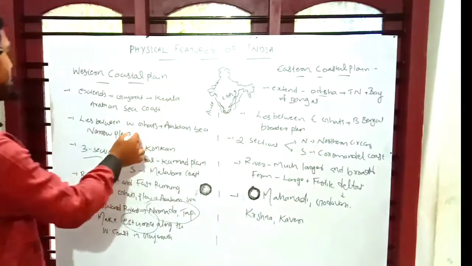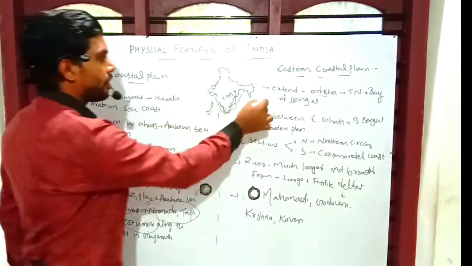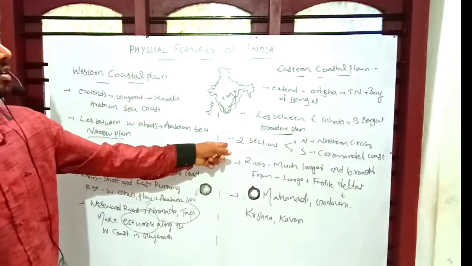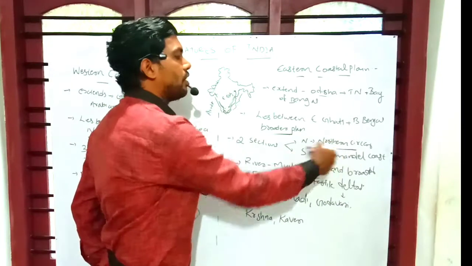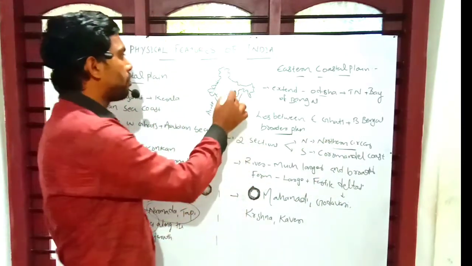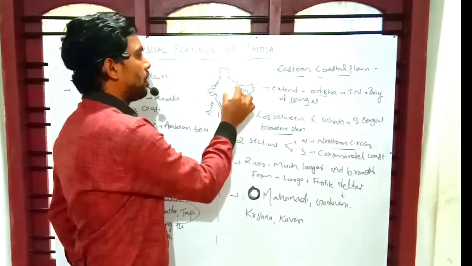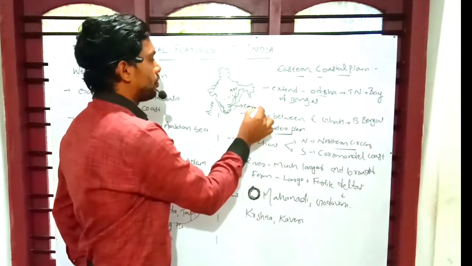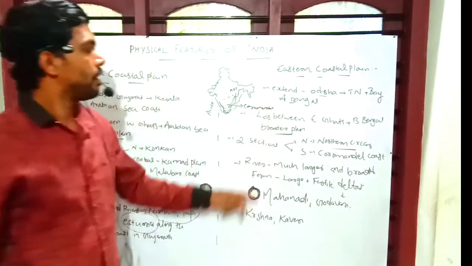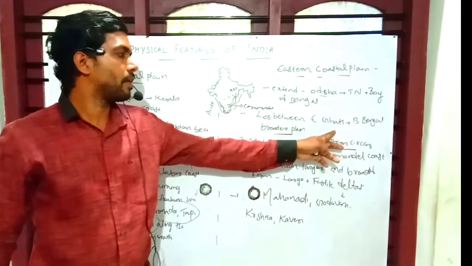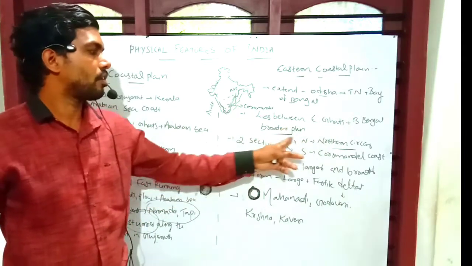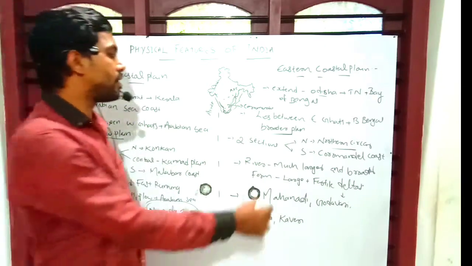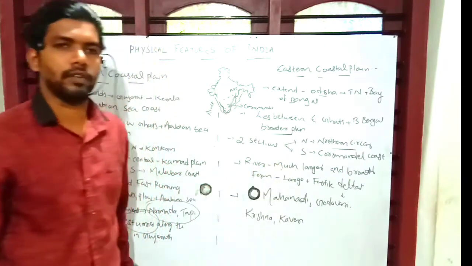Our western coastal plain is a narrow plain, but our eastern coastal plain is a broader plain. And it has two sections. First one, the north part, is the Northern Circars. And our south part is Coromandel coast. So once again, it lies between the Eastern Ghats and Bay of Bengal. It's a broader plain with two sections, Northern Circars and south Coromandel coast. And the rivers of these areas are much larger and broader.